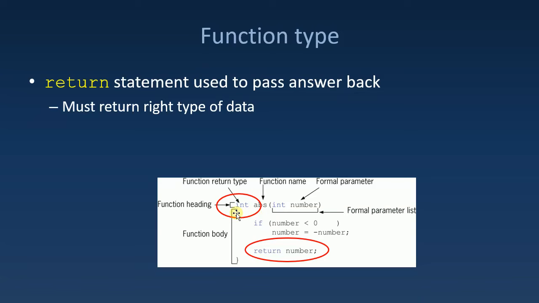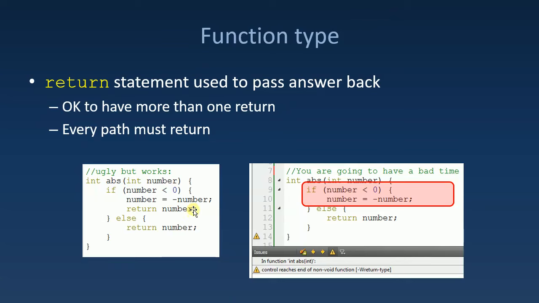The way to get information out of the function is the return statement. That is how we fulfill the contract. So, this is a contract. The absolute value function abs takes in a number, returns an integer. I better return an integer. In this case, I'm returning number, which is of type integer. And so I'm fulfilling that contract. It's okay to return from wherever you want. As soon as we hit a return statement, we'll automatically bounce to the end of the function and leave it. But you have to be careful that every possible path through your code returns an answer.